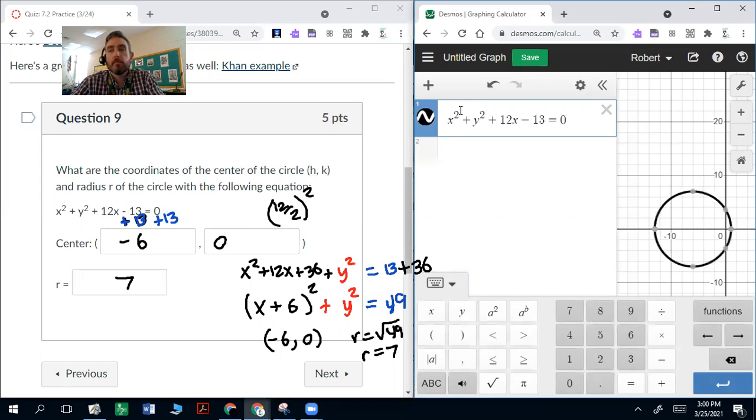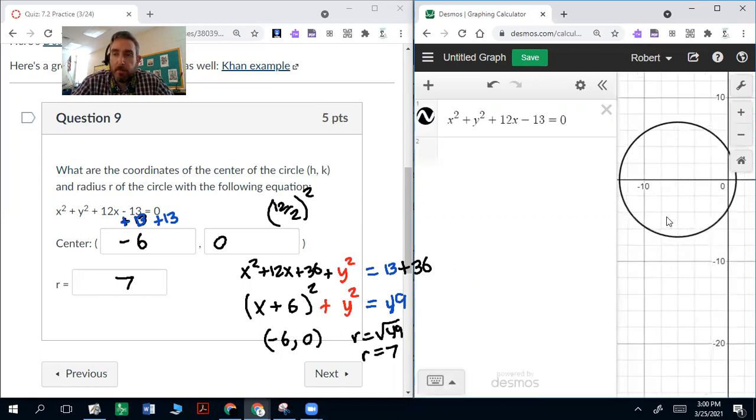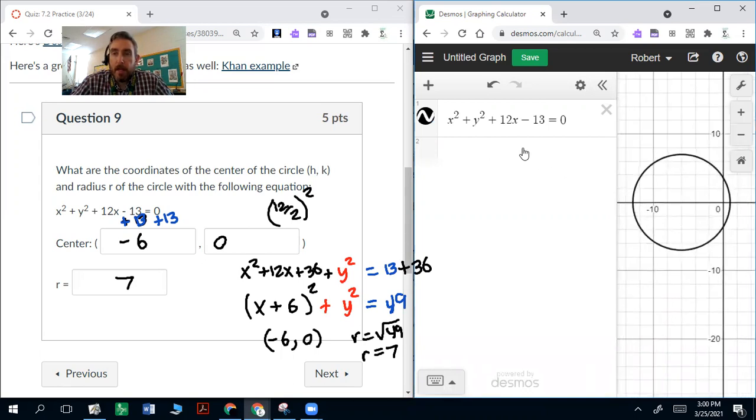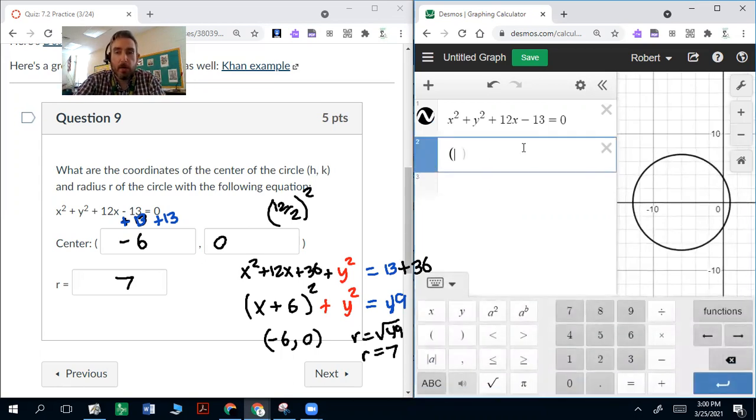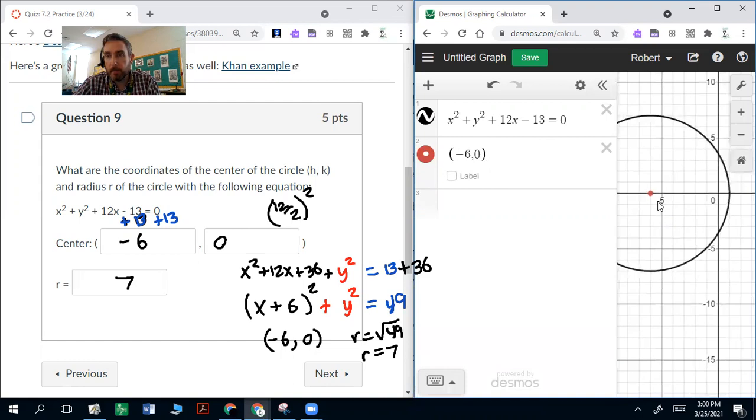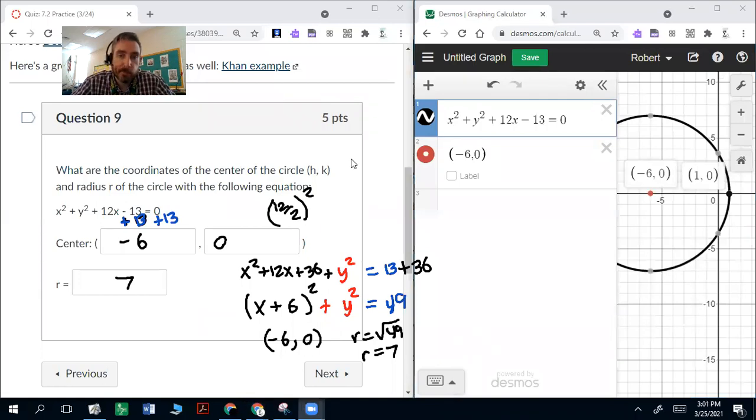Now you can see right on the graph, that if you plugged in the coordinate -6, 0, that's going to be in the center. And if you did a little head count from, let's see, -6 to +1, that overall distance is 7, right? That distance from -6 to 1 is 7 units. So our radius is 7. All right, 2 more. Number 10.